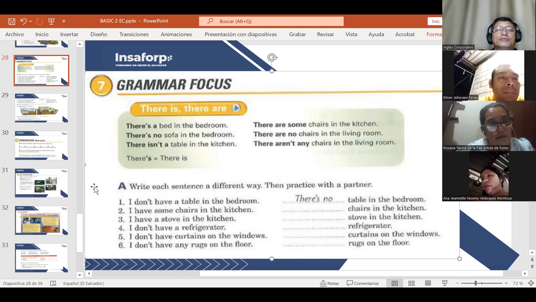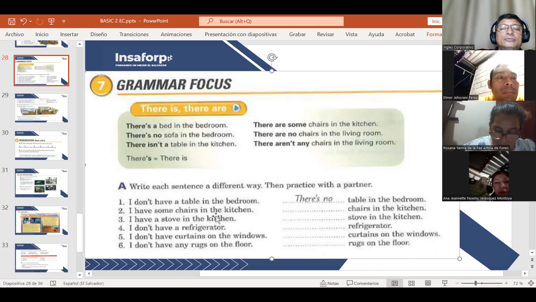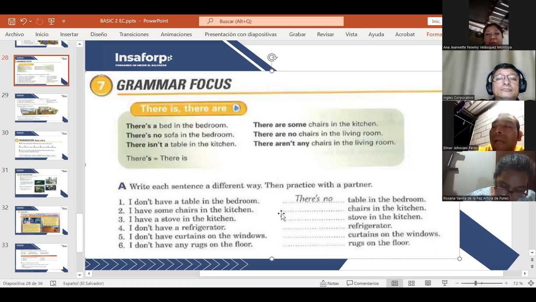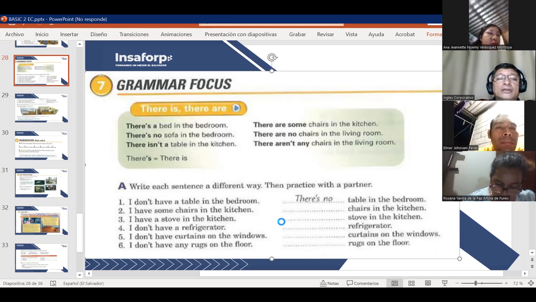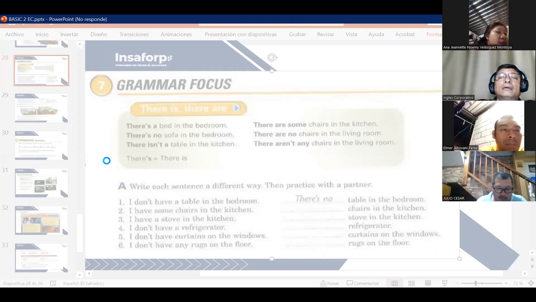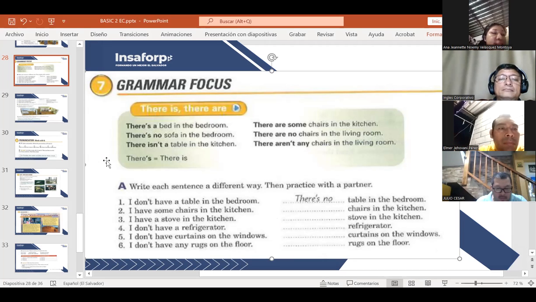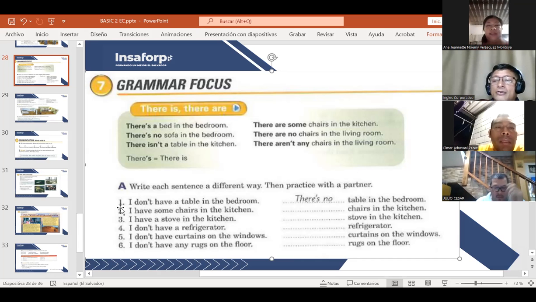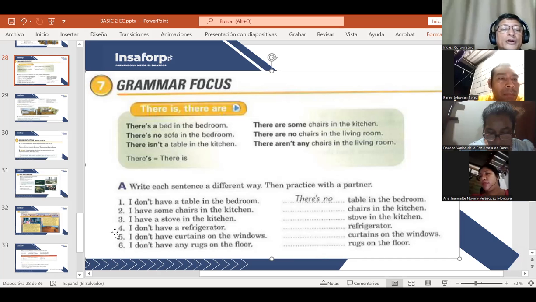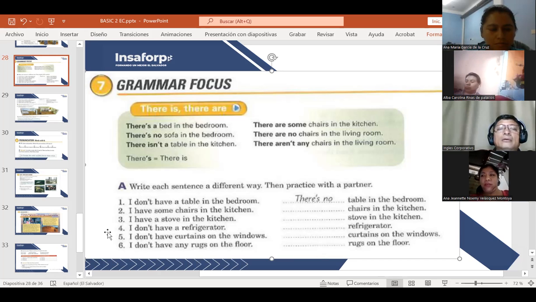Okay. Let's read. Elmer, read number two. There are some chairs in the kitchen. Very good. Anna, number three. There is a stove in the kitchen. Okay, thank you. Continue, Julio Cesar, number four. Number four, Ana María.